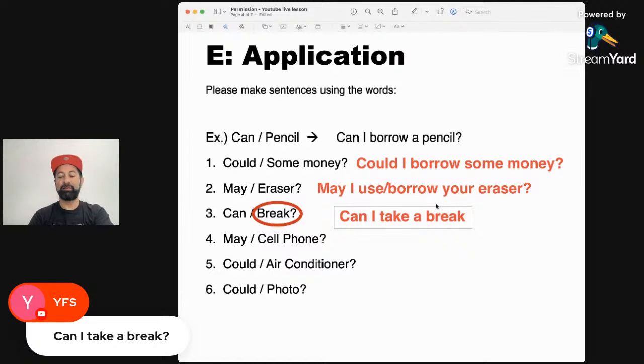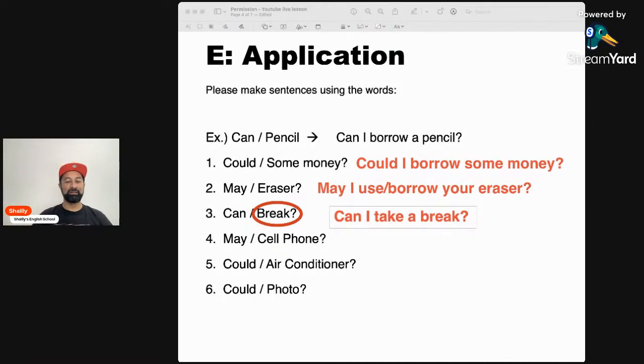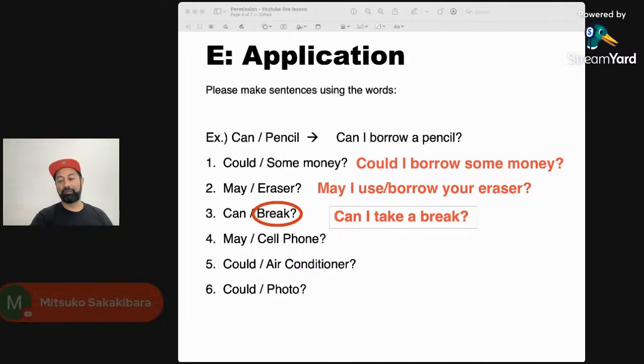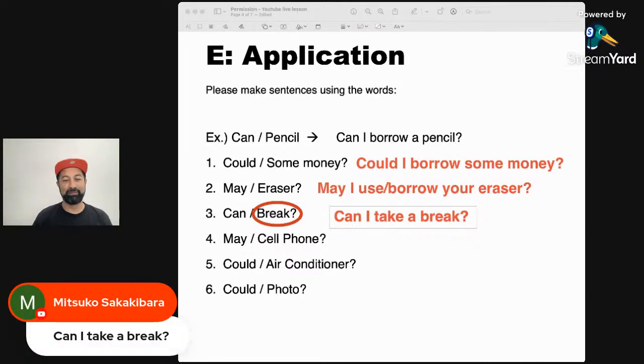In this situation, maybe you're at work and you're super tired, right? You just need 5 minutes. So you ask your boss, can I take a break? Mitsuko, perfect. Very good. Can I take a break?